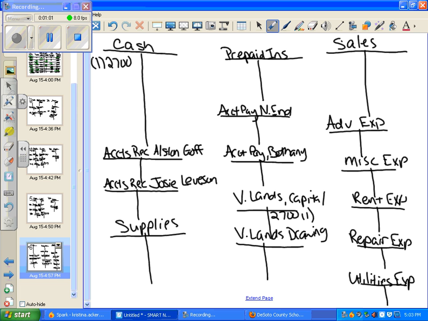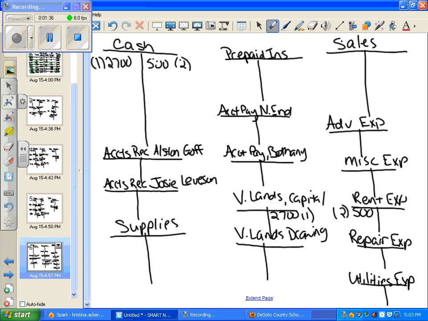And on the second, we paid cash for rent. So our cash is going to decrease on the second. We're going to decrease it with a credit. I'm going to put a 2 out next to that. And our rent expense is going to increase with a debit. So under rent expense, we're going to put a 2 in parentheses for the date. And we're going to put a debit of $500.